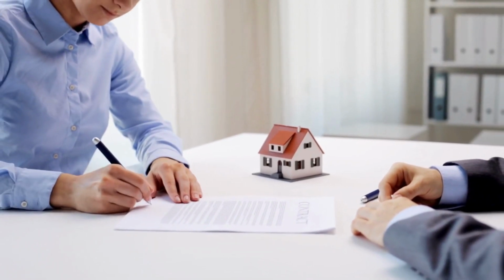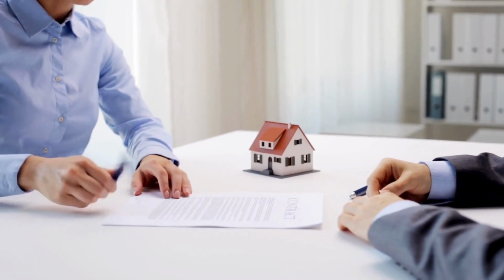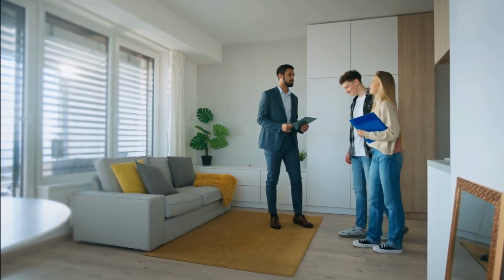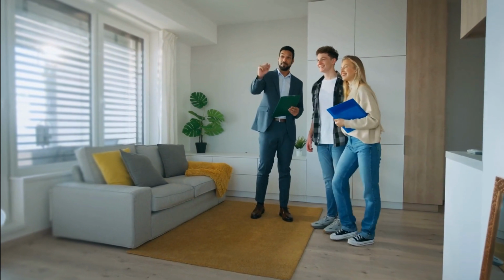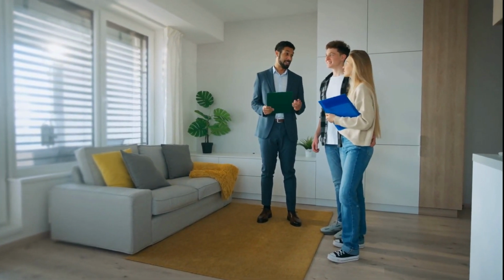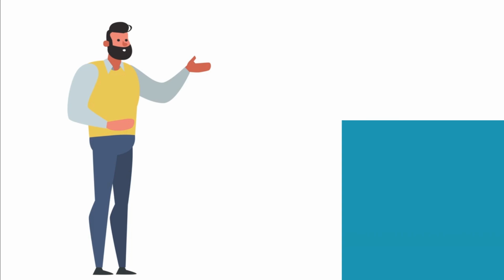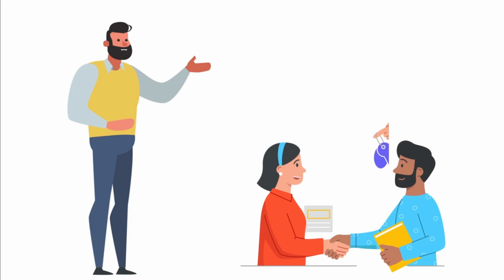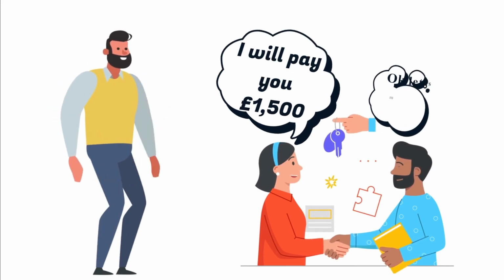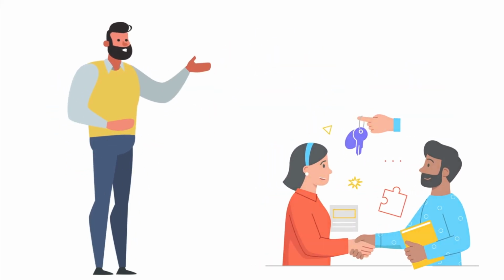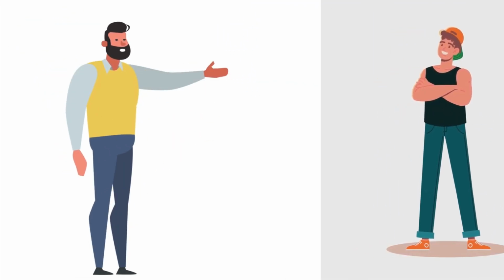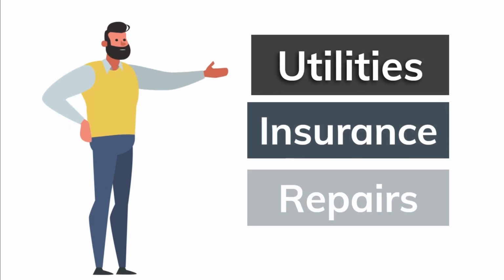Rent-to-rent is a specific type of real estate business model that involves renting a property from a landlord and then subletting it to tenants for a higher rent. In this model, you become the middleman between the landlord and the tenant, and you earn a profit from the difference between the two rents. For example, let's say you find a property that you can rent from a landlord for £1,000 per month. You then find tenants who are willing to rent the same property from you for £1,500 per month. You would make a profit of £500 per month, minus any expenses you have, such as utilities, insurance, or repairs.